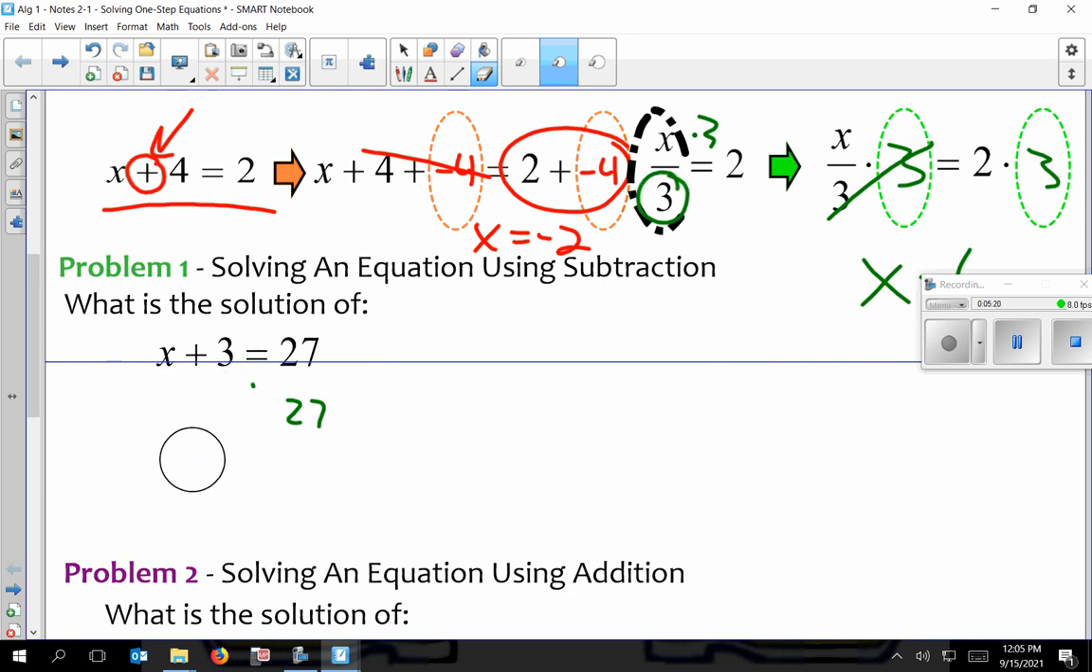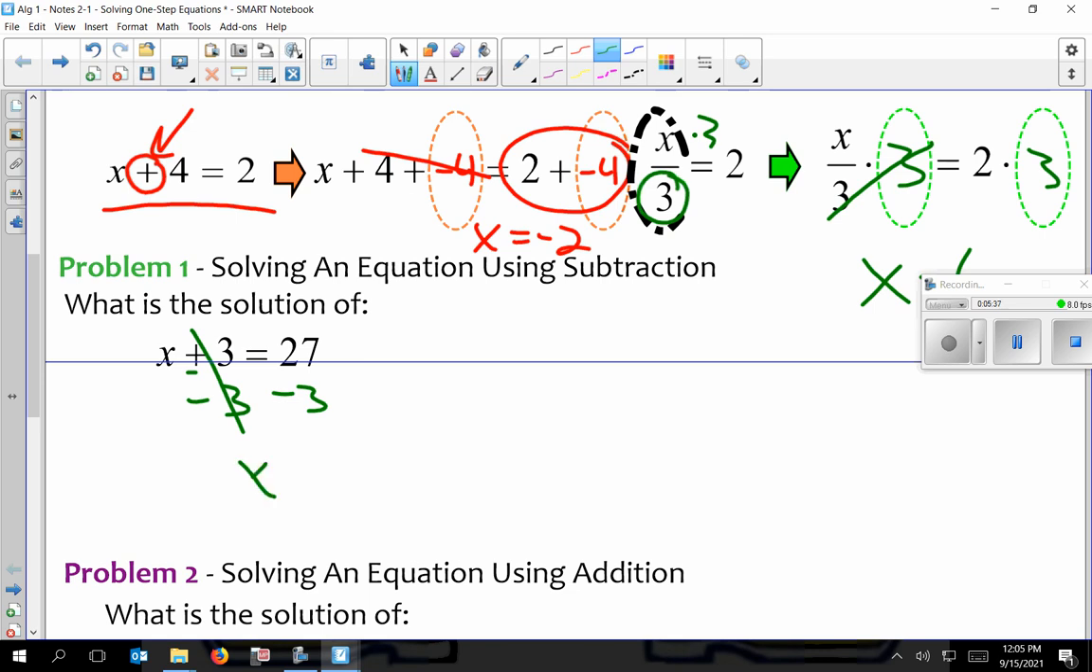All right, so let's go back. Identify the operation is plus. So the inverse is -3. And then I can go ahead. I like to cross those out because it really makes it go away. You're left with the x. 27 minus 3 is 24.